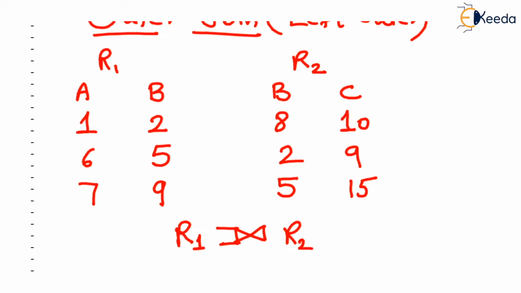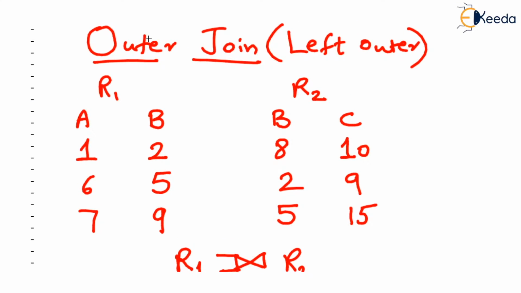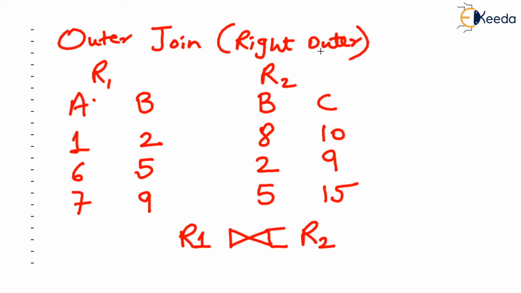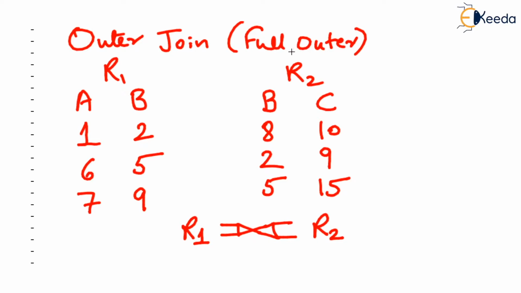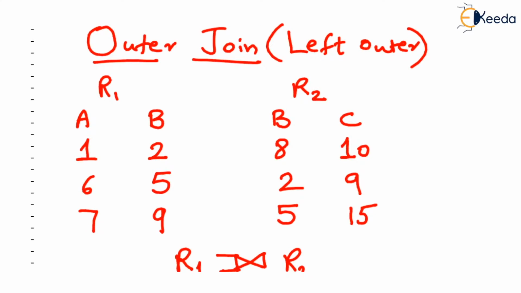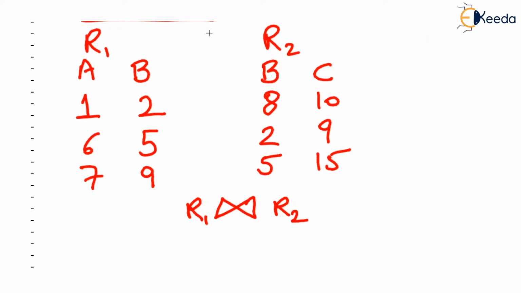Now before we see what is outer join, as I have written one example over here, there are three types of outer join. The first one is left outer join. The second one is right outer join, and the third one is full outer join. But before we see what is left outer join, just watch this example again on inner join.